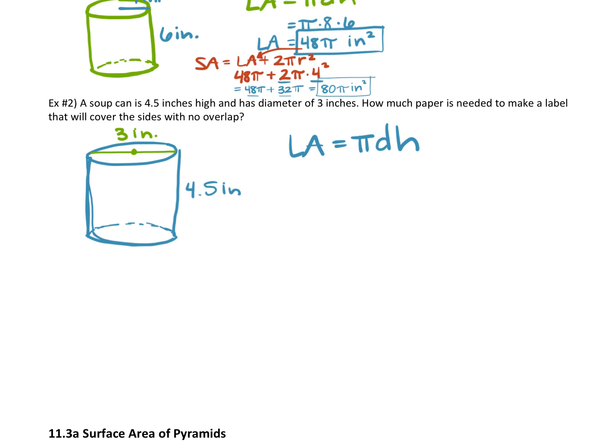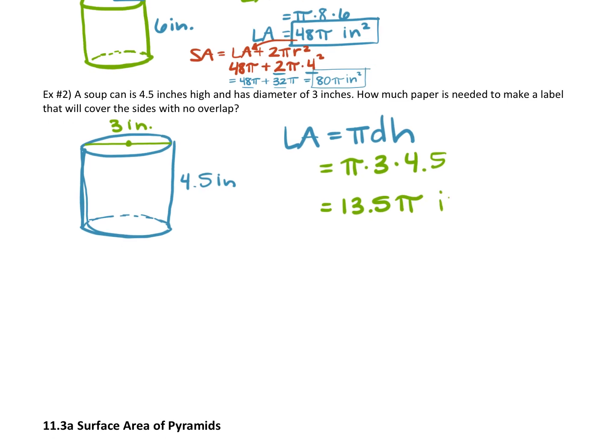So if this is pi D H, then what are you plugging in for D? 3. And what are you plugging in for H? 4.5. Okay, so here's what you do. Don't plug the pi into your calculator. You take your calculator, you go 3 times 4.5, and you get 13.5. Then attach your pi, inches squared. That is your lateral area.